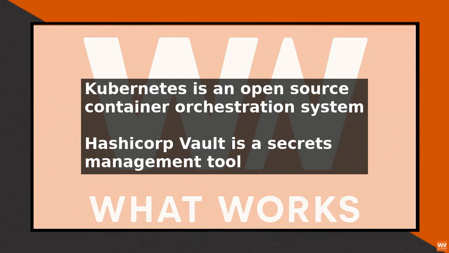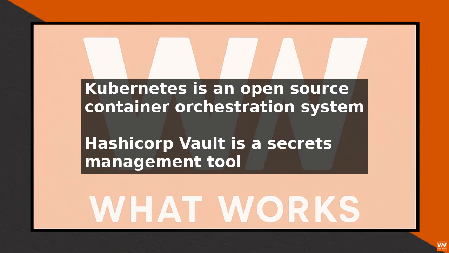To vault Kubernetes Auth, you need to understand the basics of Kubernetes and HashiCorp Vault. Kubernetes is an open-source container orchestration system and HashiCorp Vault is a secrets management tool. First, you need to install and configure HashiCorp Vault, and then you need to install the Kubernetes Authentication backend.